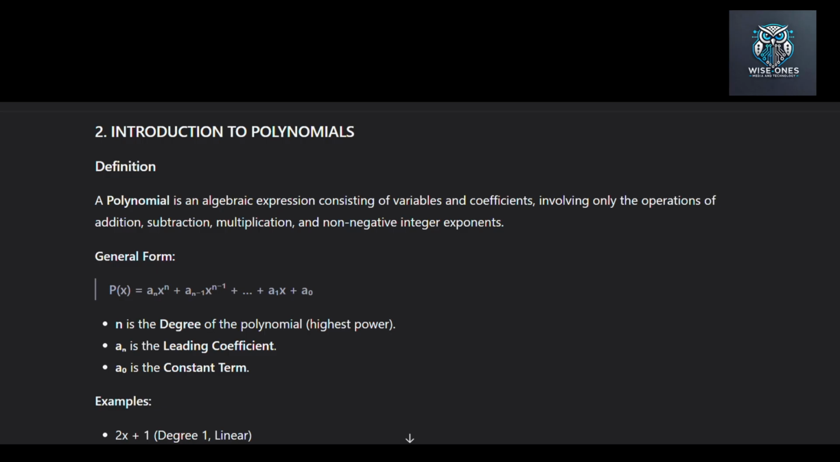The general form is written as p of x equals a sub n x to the power of n plus a sub n minus 1 x to the power of n minus 1 and so on down to a sub 1 x plus a sub 0. Here, n is the degree of the polynomial. This is just the highest power. A sub n is the leading coefficient. This is the number in front of the highest power. A sub 0 is the constant term. This is the number without an x.